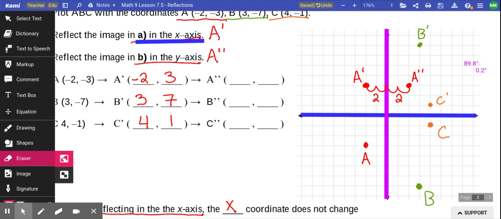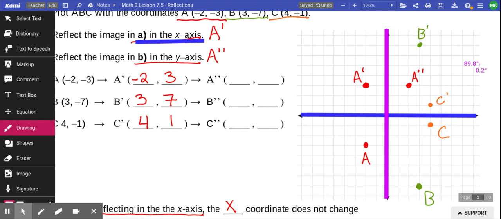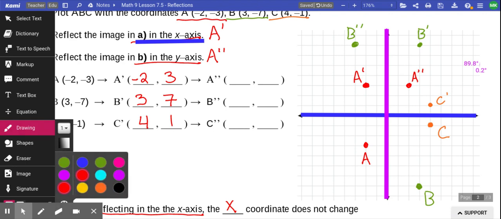And I'm going to do the same thing for B double prime and the same thing for C double prime. So if I look at B prime, it is 1, 2, 3 away. That means B double prime should be 1, 2, 3 away as well. Give me B double prime up here. And if I wanted to do C prime, it is 1, 2, 3, 4 away. It should now be 1, 2, 3, 4 away. That's C double prime.